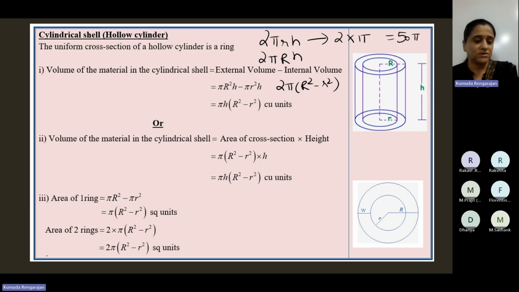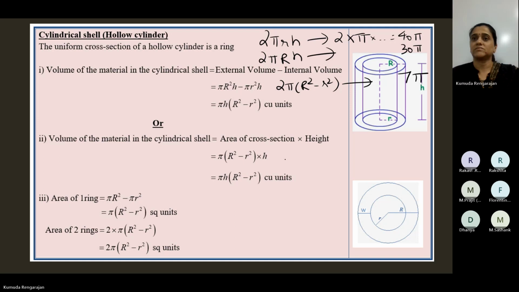So maybe for this, 2 pi, you substitute R and H, and you get say 40 pi. For this one, you get say 30 pi. And for this one, you get say 7 pi. Why don't we use the value of pi? Because you can save time in calculation. It's easier to find the answer when you don't put the value of pi. So 40 pi, 30 pi, 7 pi. Now add everything, so that will be 77 pi.